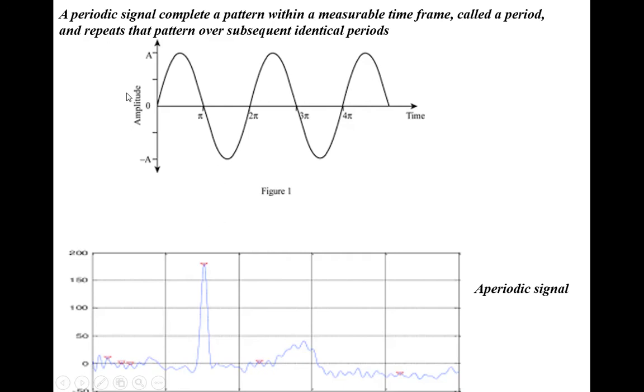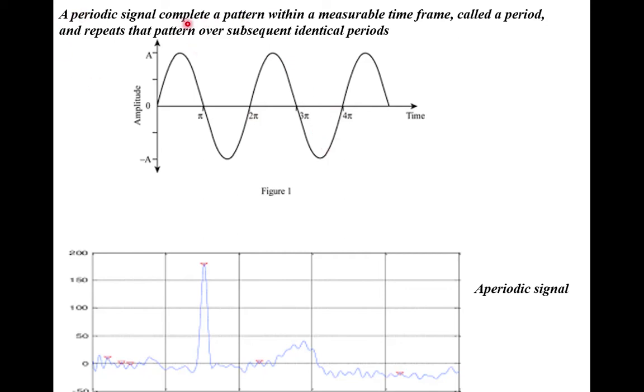Similarly, the continuous signal can be of two types. One is called a periodic signal. A periodic signal completes a pattern within a measurable time frame. For example, from here to here is one pattern, one cycle. This one cycle is completed in this time, and in the same time it completes another cycle. So this analog signal is periodic, repeating this pattern in the same time.